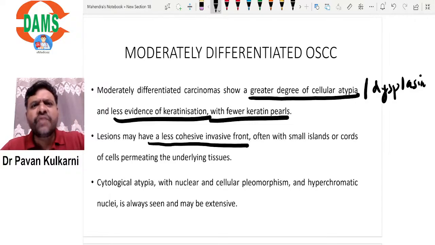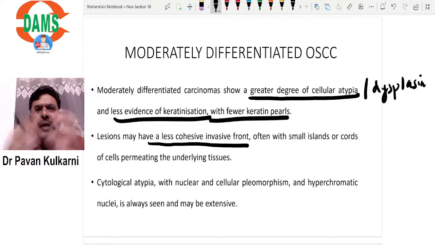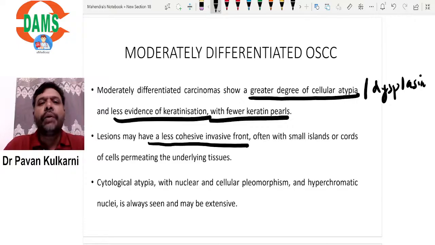What do you mean by invasive front? The cells which are invading into the connective tissue are called the invasive front. Now, if they are adhered to one another, very close, cohesive, that is called cohesive nature. In well differentiated it will be cohesive, whereas in moderately differentiated squamous cell carcinoma, they will have a less cohesive nature.